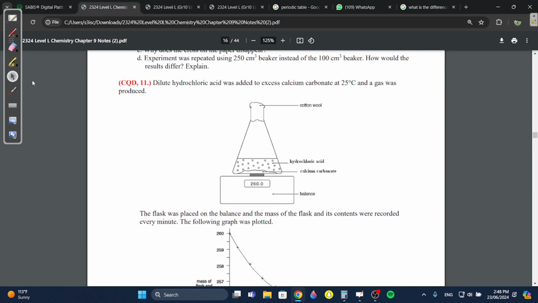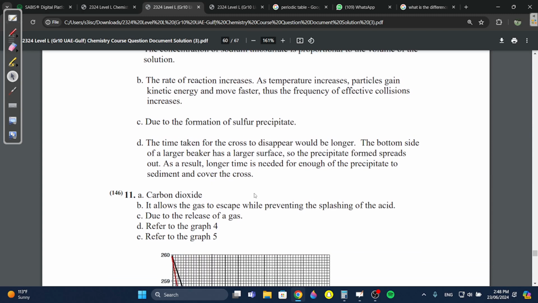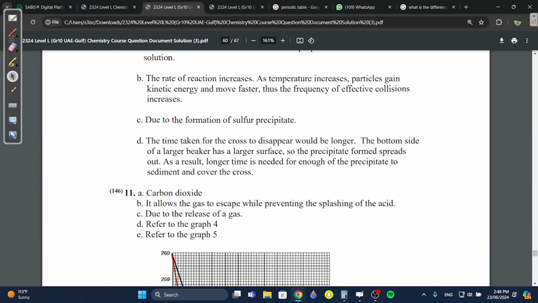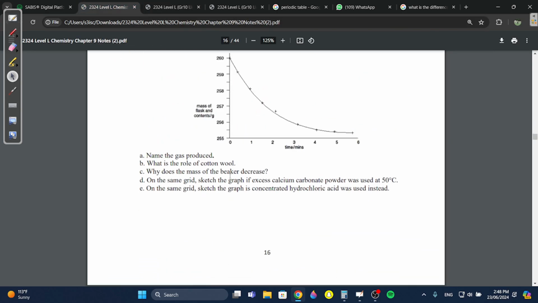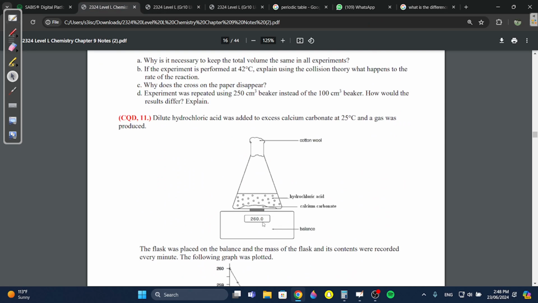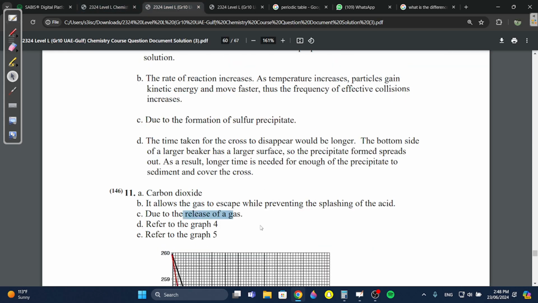Name the gas produced when you react hydrochloric acid with calcium carbonate. It's always going to be carbon dioxide. What is the role of the cotton wool? It allows the gas to escape and prevents the splashing. Why does the mass of the beaker decrease? Why does the balance mass decrease? Obviously, carbon dioxide gas will escape, so the mass will decrease. It will release a gas.